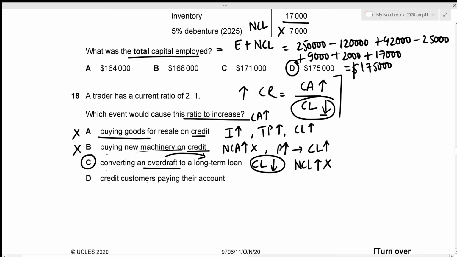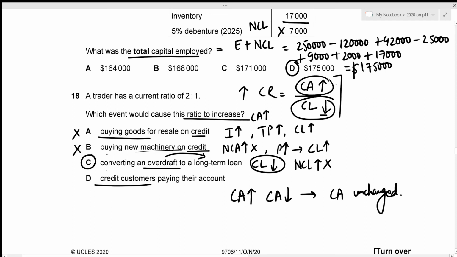We have our credit customers paying their account. So whenever credit customers pay their account, we receive the cash. And cash is being received, which means that our current assets is going to be increased. But the credit customers paying their account would also reduce our receivables, right? And the reduction in receivables is again represented by current assets, which means that our current assets is also going to decrease. So the increment and decrement is done by the same amount, which means that our current assets is actually unchanged. And this is not something that is required in the condition. We actually require the current assets to increase, which means that our fourth option is also going to be incorrect. So the correct answer for question number 18 is still going to be option C.